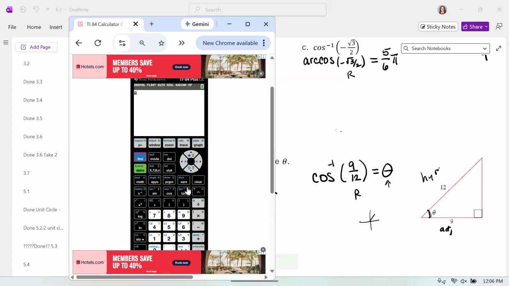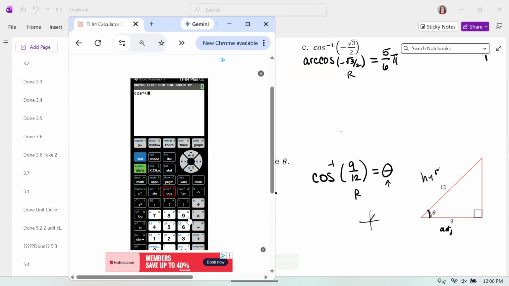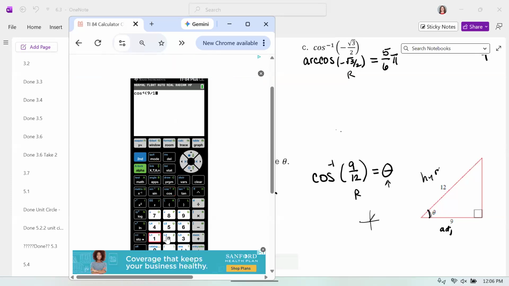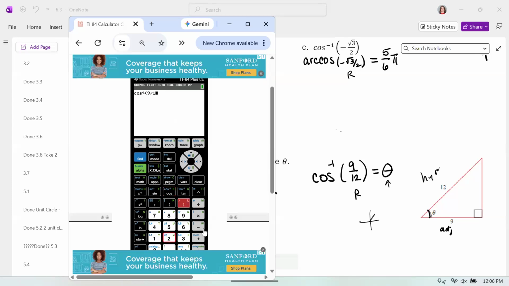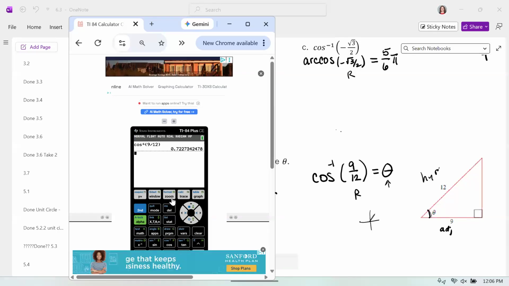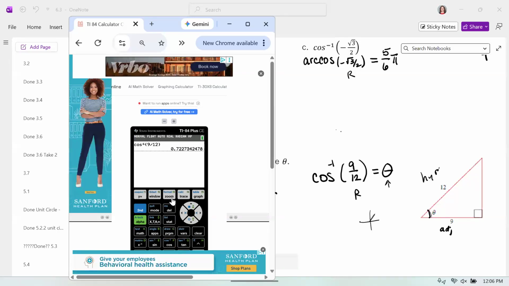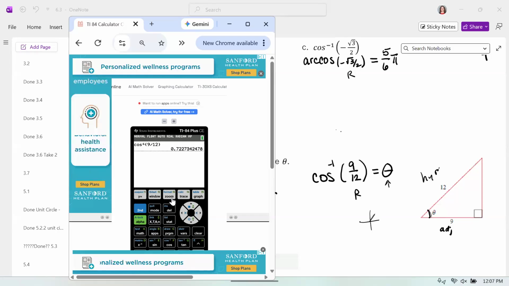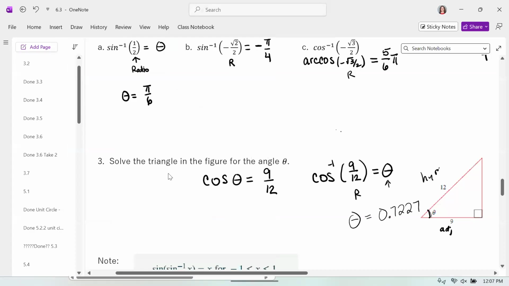So now I'm going to go second arc cosine, and I have the ratio 9/12. Bottom of my calculator, hit enter. And 0.7227 is my angle. So theta is 0.7227. A little delay here in my screen sharing when I pull up the calculator, and that is the angle solved. Those are the buttons that you'll use when working with inverses.